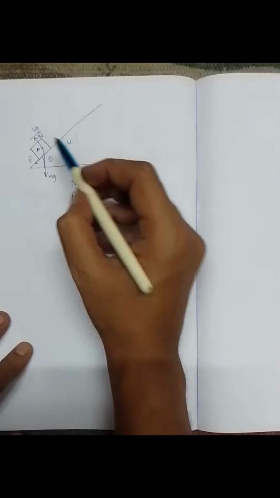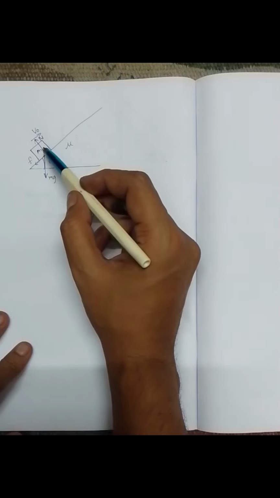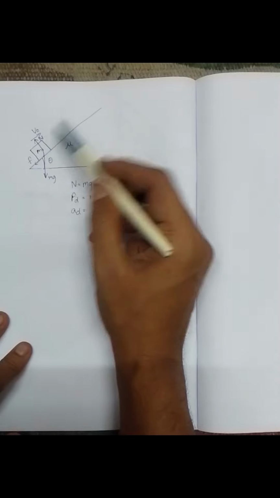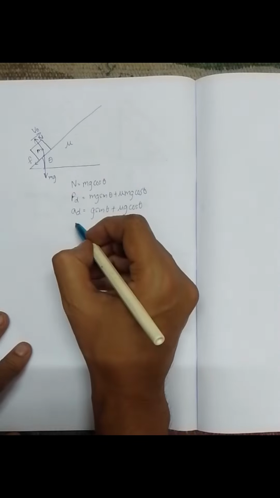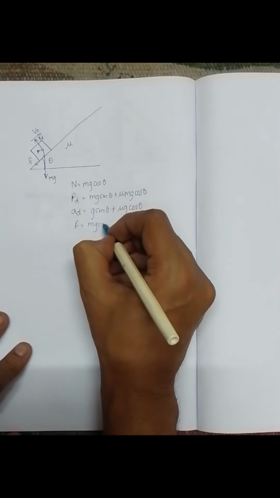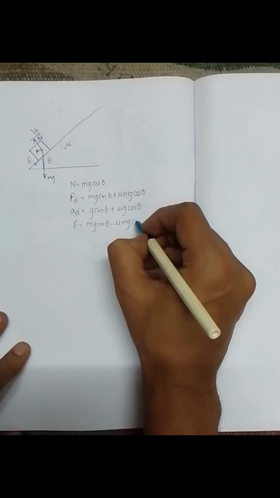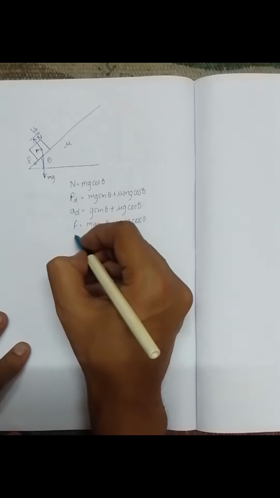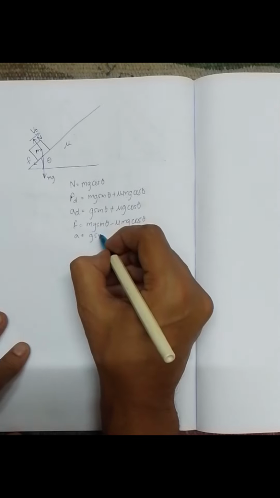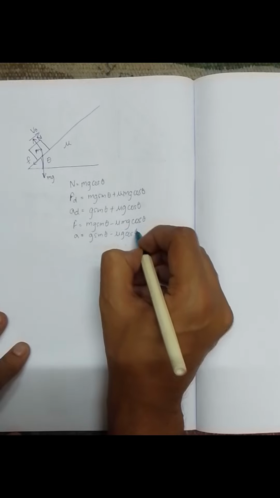Similarly, when the block is moving downwards, everything will remain the same. The difference will be that the friction will be acting upwards because the motion of the block will be down the slope. So in this case, the force will be equal to mg sin theta minus mu mg cos theta, and the acceleration will be equal to this force divided by m, g sin theta minus mu g cos theta.